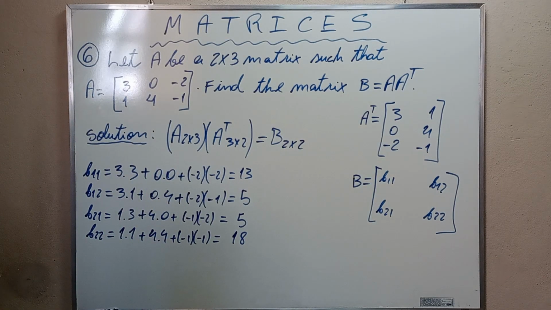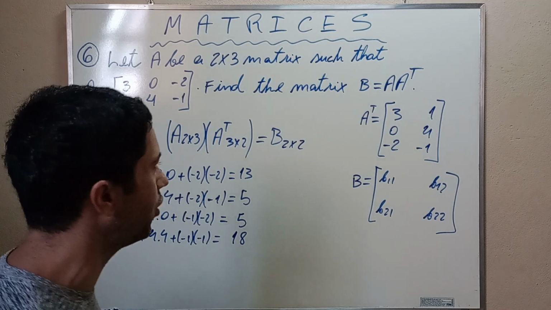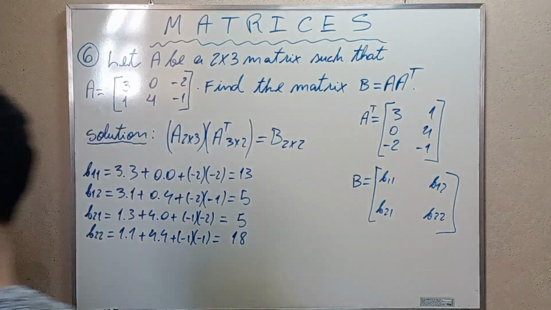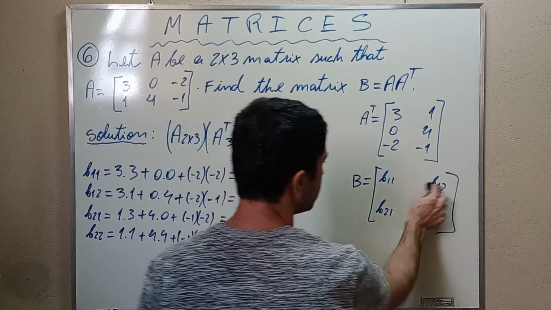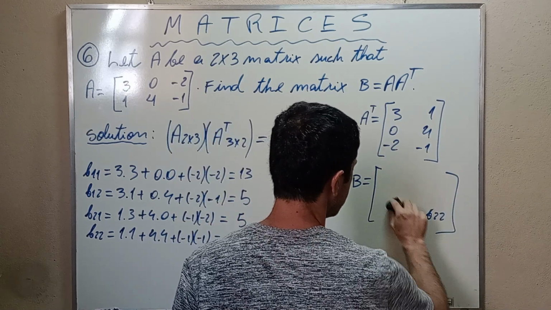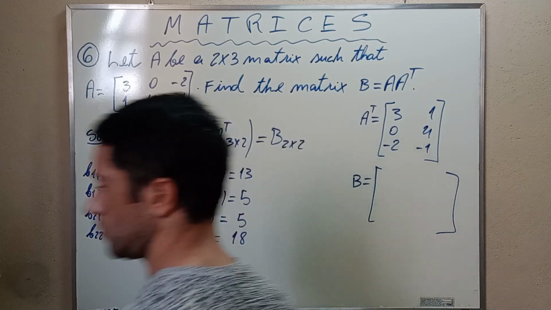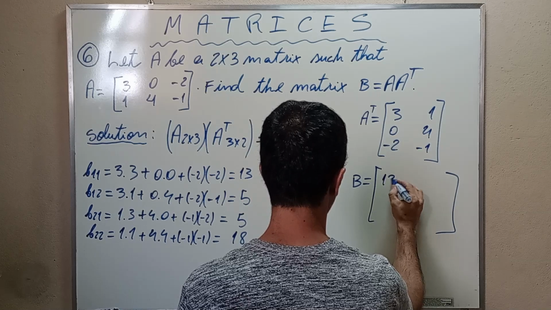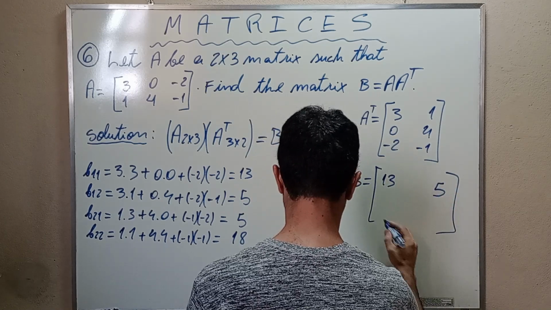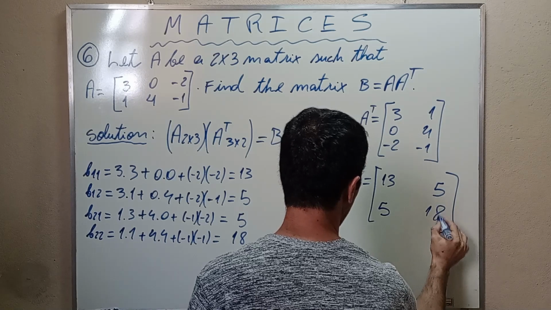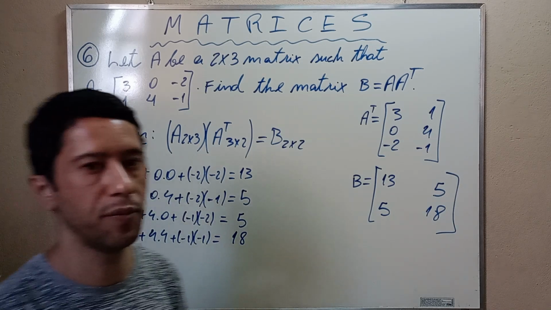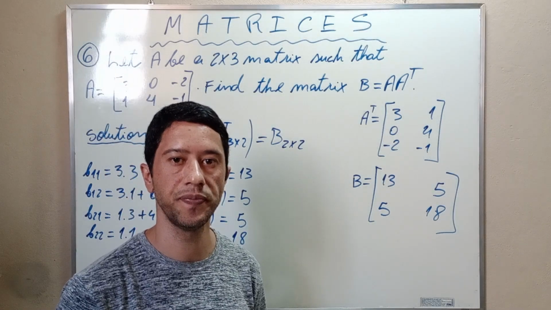Consequently, our matrix B resulting from the multiplication of A with the transpose of A is this. Thirteen, 5, 5, and 18. Okay? This is matrix B. Alright, my friends, this is all for exercise number 6. Let's go to the next.